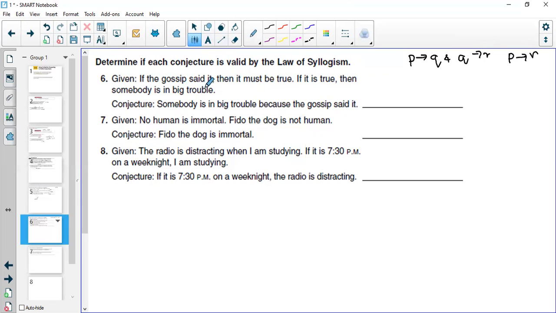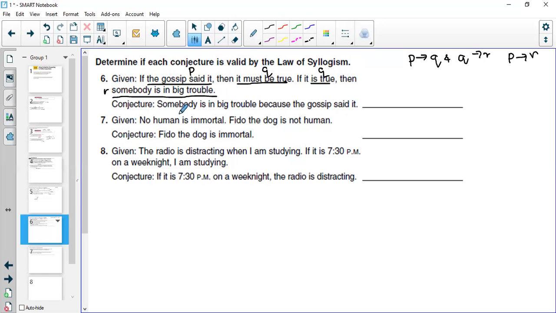Okay, so if the gossip said something, then it must be true. If it is true, then somebody is in big trouble. So here we need to define P, we need to define Q, and we need to define R. So let's see. If the gossip said it, so the gossip said it is P. So what will happen if the gossip said it? It must be true. So Q. If it is true, so here it's Q again, then somebody is in big trouble. So this is R.